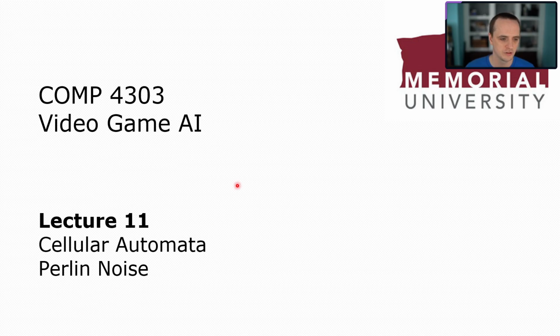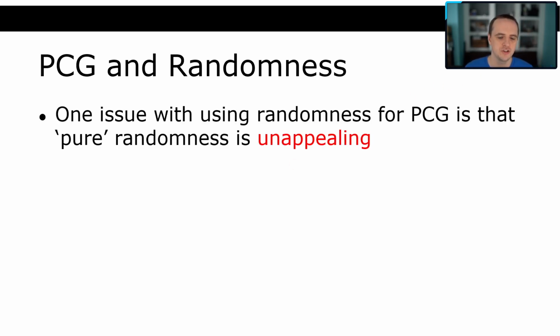The laser pointer up here. So yeah, this is lecture number 11. First, we're going to talk about cellular automata for the purposes of procedural content generation. We could have an entire course on cellular automata, and then we're going to talk a little bit about Perlin Noise. So let's go. So one issue that we saw before is that pure randomness is what we want, right?